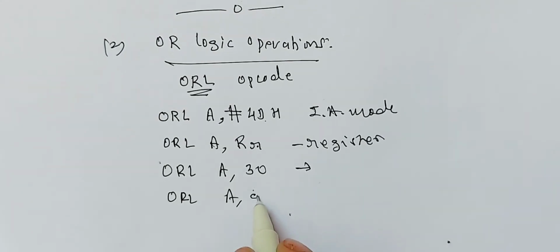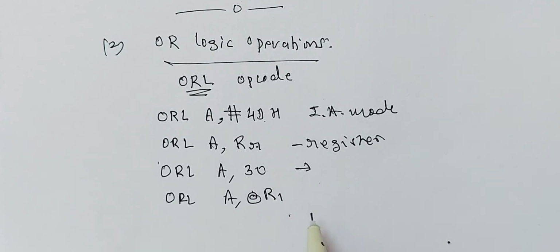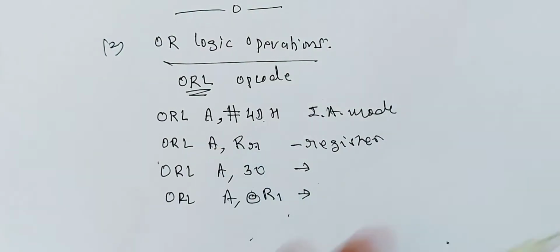Similarly, ORL A comma @R1. We know that for indirect addressing mode, only two registers, R0 and R1, are used. This shows the content present in the address given by R1. R1 holds some address and that address contains some number. That number at the address specified by R1 is ORed with A. Therefore, this is indirect addressing mode. You can have an OR function between the source data and the destination data. You can have some examples.